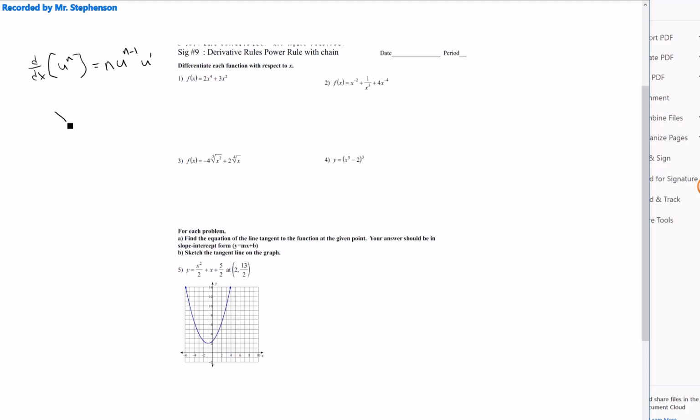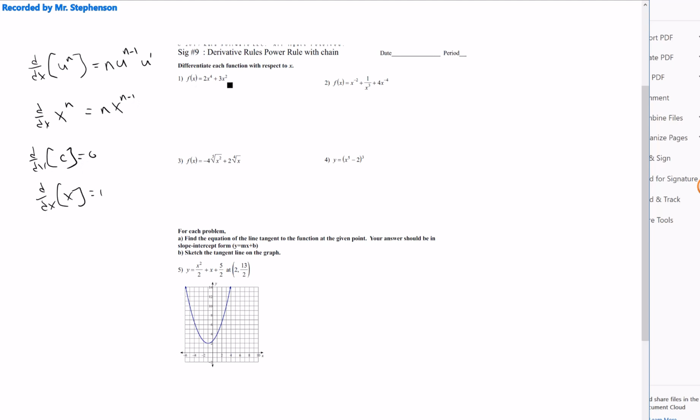But for most things, if it's just an x right there, you're simply bringing down that n and subtracting 1 from the exponent. We also need to know that if I take the derivative of a constant, you will get 0, and if I take the derivative of x, I basically get 1, right?